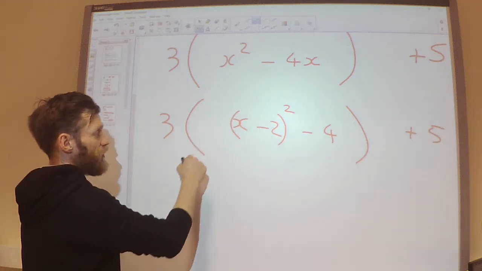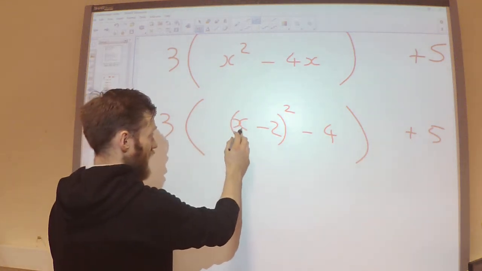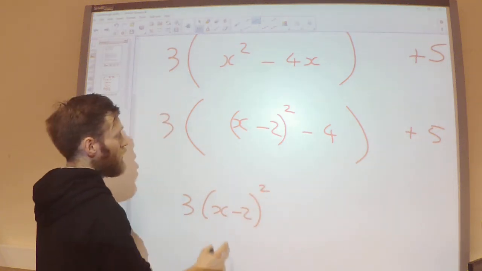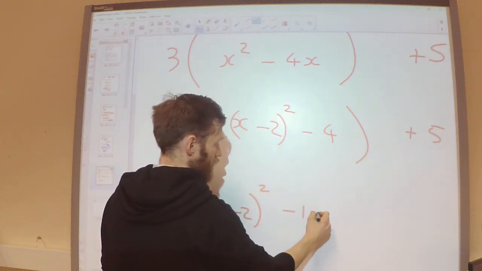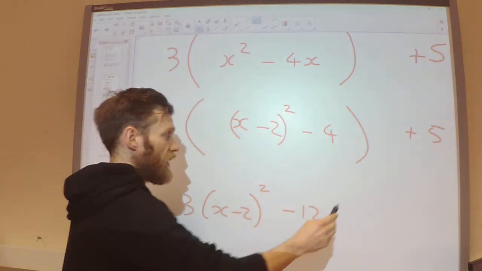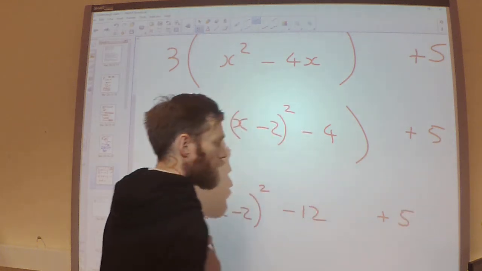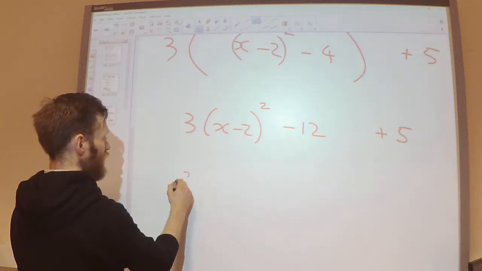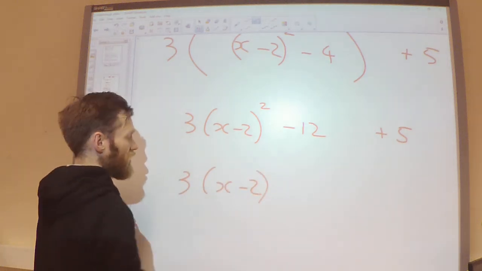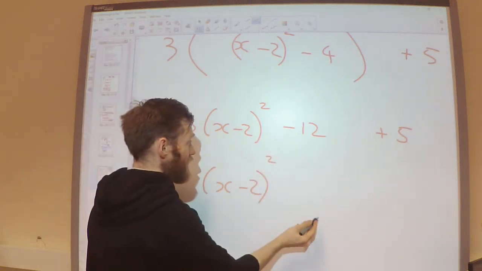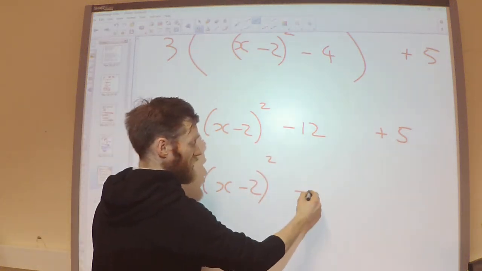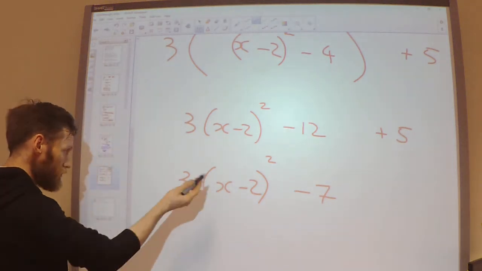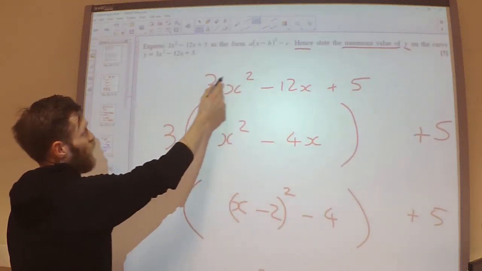Now, multiplying out, I'm going to get 3 times x minus 2 squared. 3 times minus 4 is minus 12. I've still got that plus 5 over there. And I can now collect up my like terms here. So I will get 3 lots of x minus 2 squared, minus 12 plus 5 is minus 7. There we have it. So, I've written it in completed the square form.